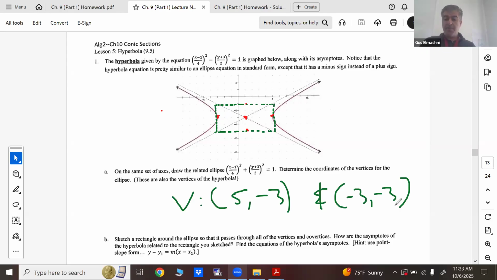Now the asymptotes. How would I write the asymptotes for this? It's pretty clear the asymptotes both pass through the center. And the slopes, if you just think about it, how far do I go up and over? I go up 2 over 4, but the other one's down 2 over 4.